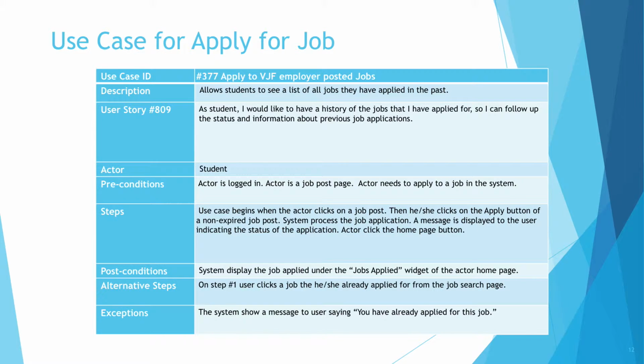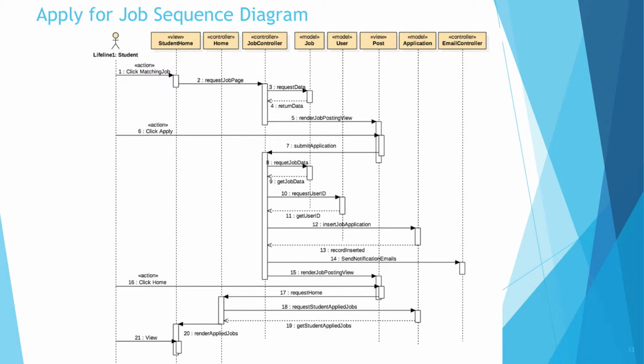This is the use case for applying for a job. And the idea is that you are allowed to apply for a job as a student. So you click on a job posting and you click on the apply button if you like. So this is the sequence diagram.